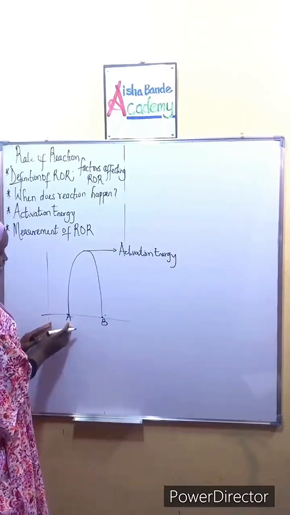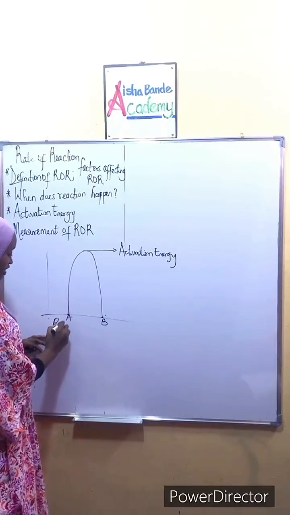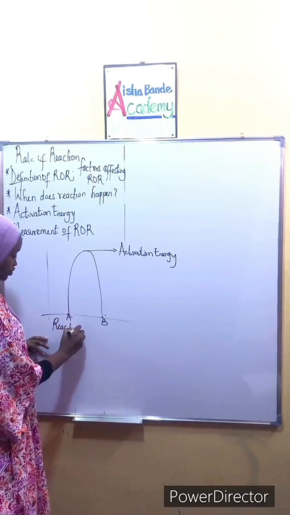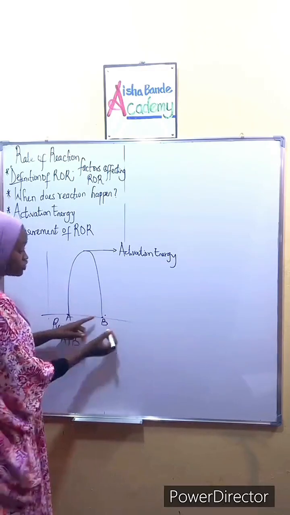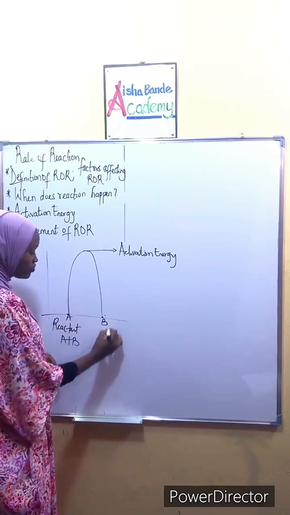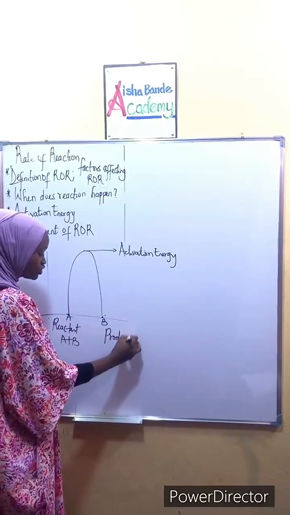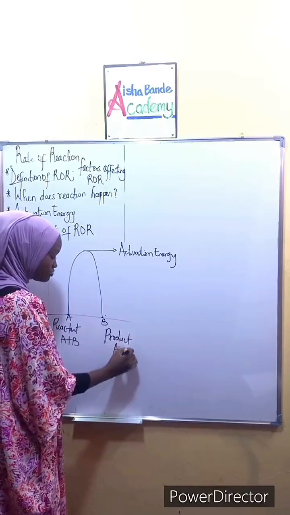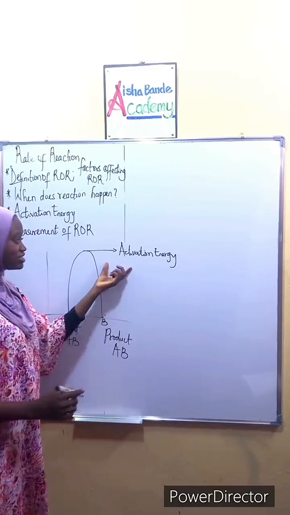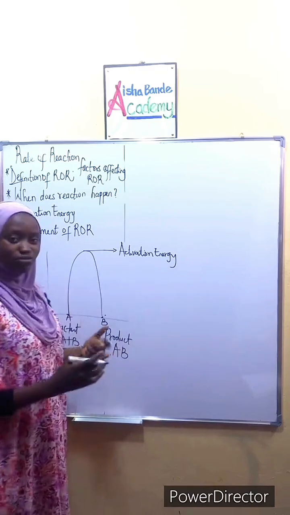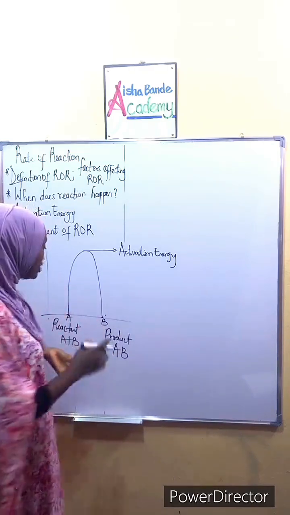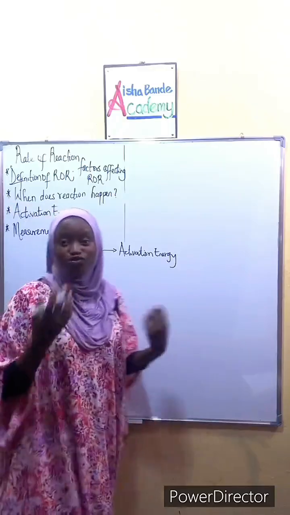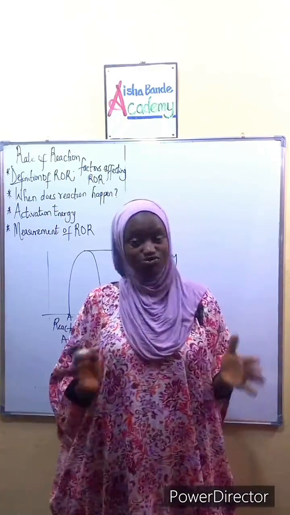So this side here is what we call the reactant side in a chemical reaction, which is A plus B. Then when you come to the other side of the hill, here is where we have the product, okay? So the product here is going to be A times B, which is AB. So this is thus the real life illustration of activation energy.